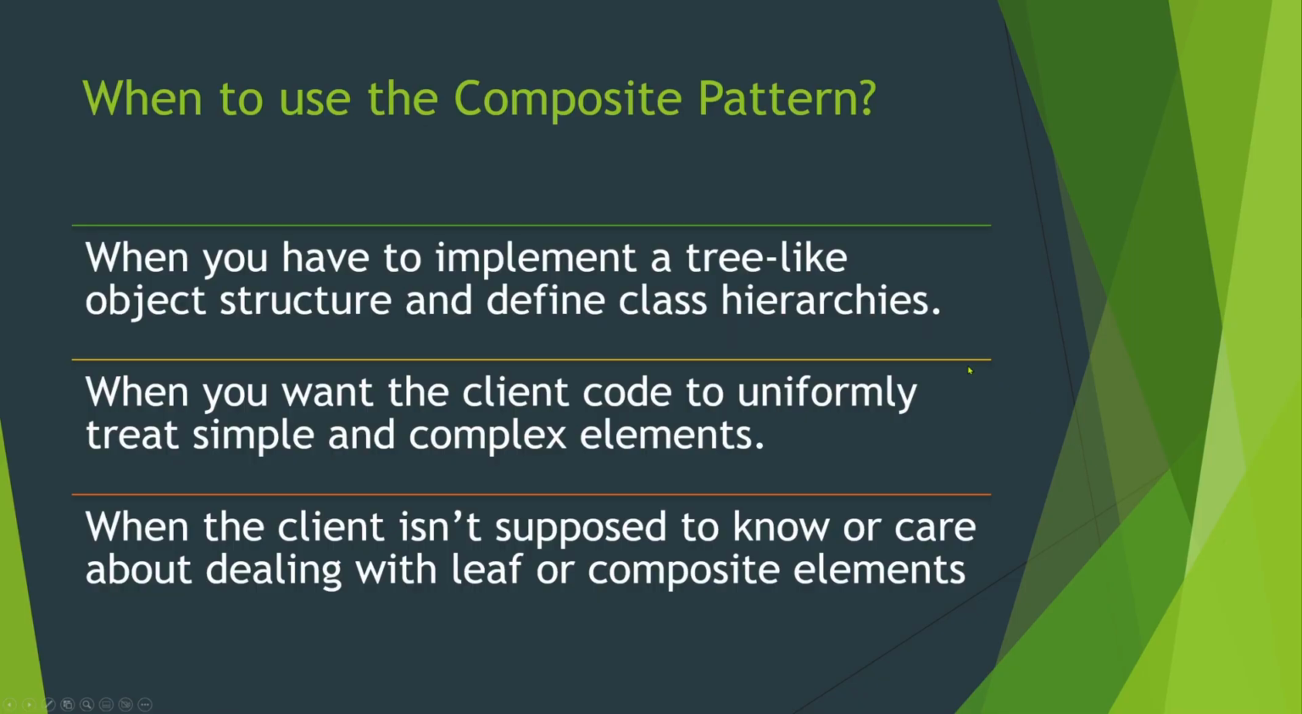When to use the composite pattern? When you have to implement a tree-like object structure and define class hierarchies. When you want the client code to uniformly treat simple and complex elements. When the client isn't supposed to know or care about dealing with leaf or composite elements.